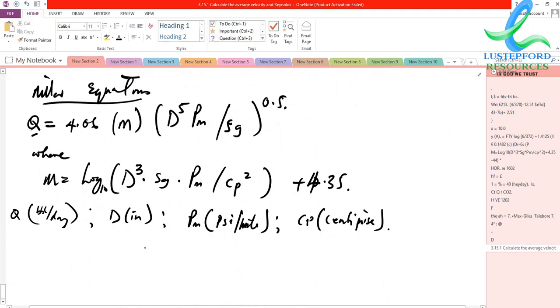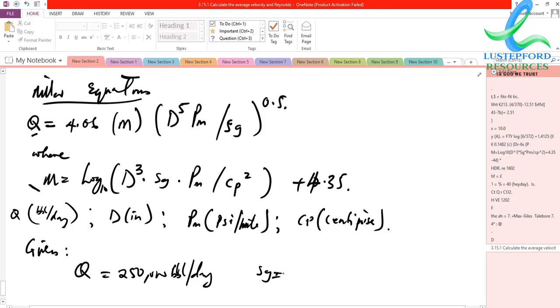So now, using this, first we'll look for the M. The M is not given. Okay, let me just write the given values. They gave us Q, which is 250,000 barrel per day. Then they gave us the specific gravity, which is 0.85. They gave us the internal diameter, which is 19.25 inches.